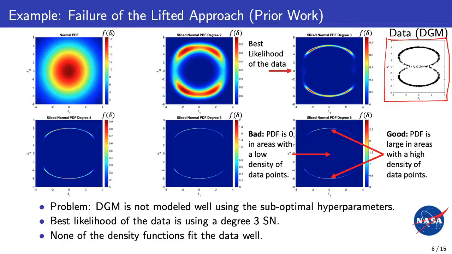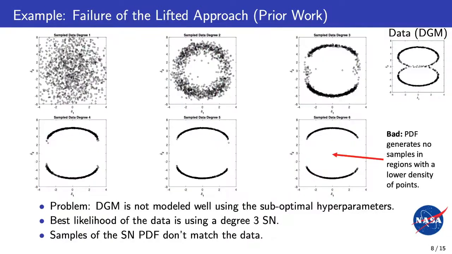However, in a degree 6 sliced normal, we see that areas with a low density are underrepresented and areas with a higher density are overrepresented. We see how this affects the PDF when we try and sample from the sliced normals. We see that there are no samples in the low density areas of our degree 6 sliced normal, whereas for the degree 3 sliced normal, optimized using our prior method, we see a small number of samples in a lower density region, but we still don't see very good performance.